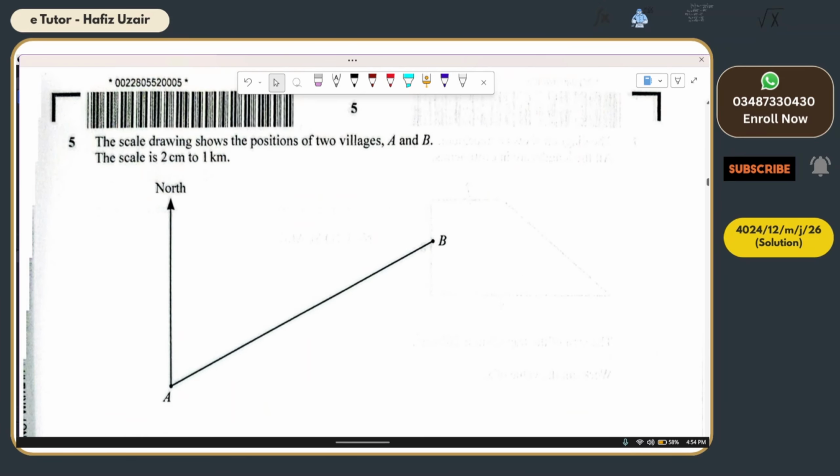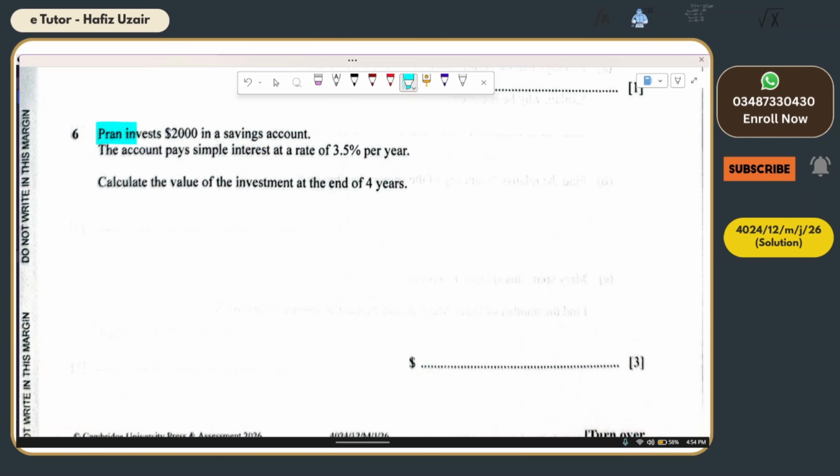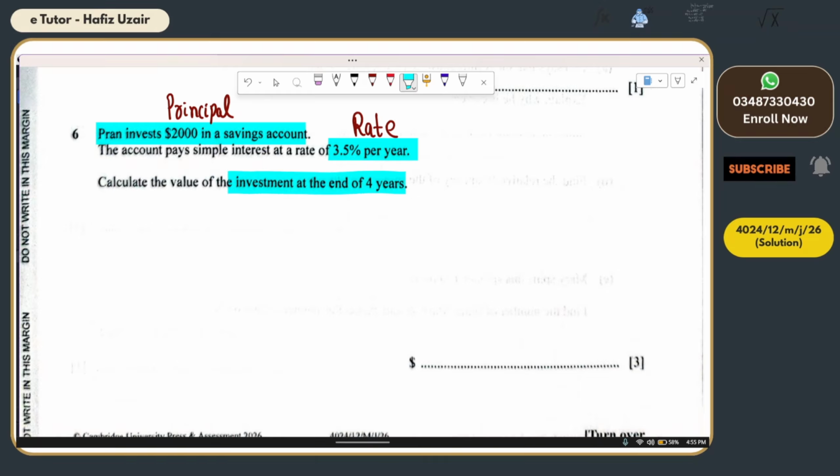I will be solving it on paper. In question number 6, a parent invests $2,000 in a savings account. This is the principal amount, the starting amount. Now, the interest rate is 3.5% per year, so this is basically the rate. You need to find out the investment at the end of 4 years, so the time over here is 4 years.